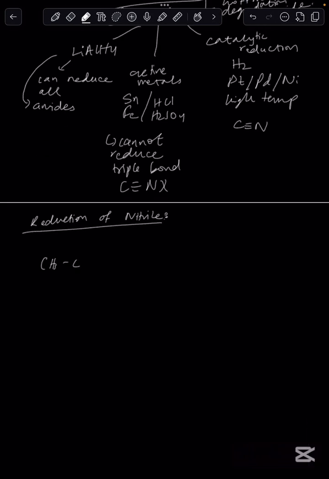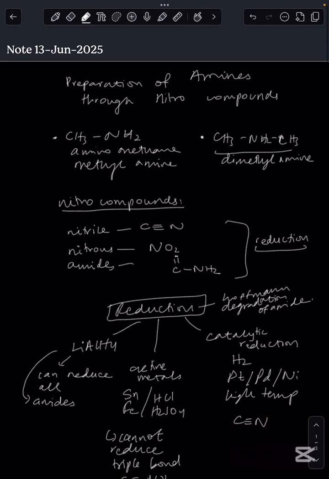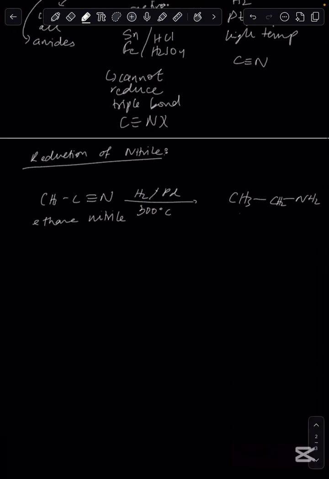So if we have, for example, ethane nitrile, what am I going to react it with? I'm going to react it in the presence of H2 and Pd, and then I'm going to use 300 degrees Celsius temperature. What's going to happen is I'm going to form an amine, which is amino ethane.